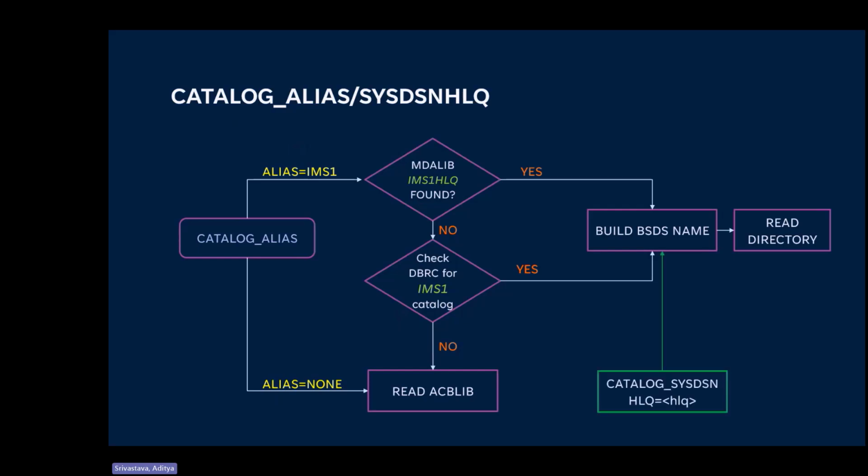Now, if you are aware of the high level qualifier, then you can directly give that high level qualifier under catalog_sys_dsn_hlq. Once you do that, the high level qualifier is used to identify the BSDS name and read the directory. All right.